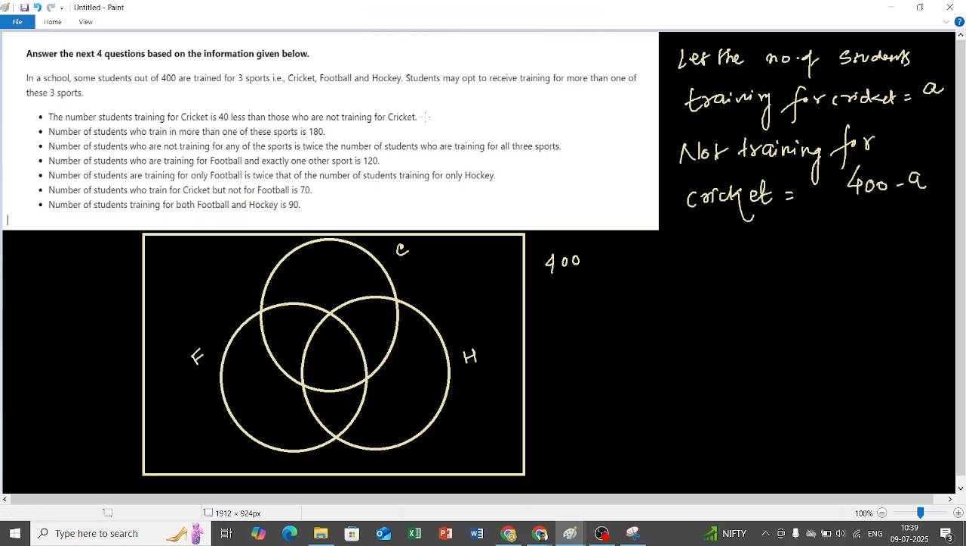Now according to instruction number 1, the number of students training for cricket is 40 less than those who are not training for cricket. So the number of students who are training for cricket, that means a, is 40 less than the number of students who are not training for cricket. So a is equal to 360 minus a, 2a is equal to 360, a is equal to 180. Please tell me if this is clear.